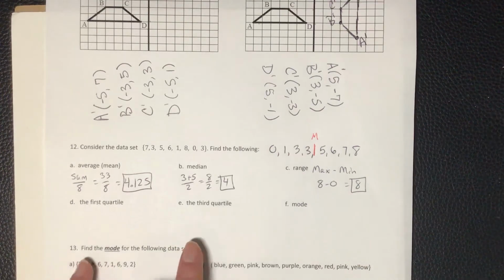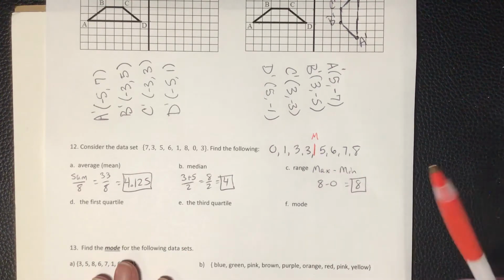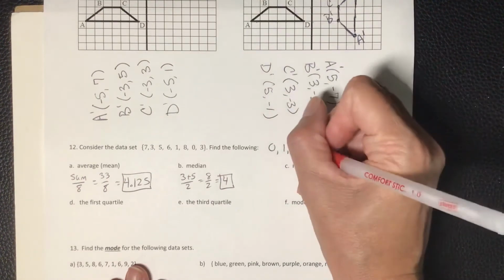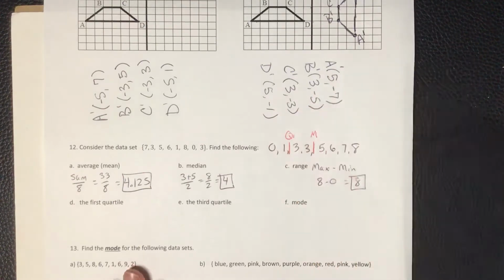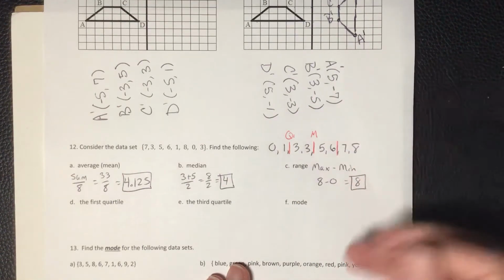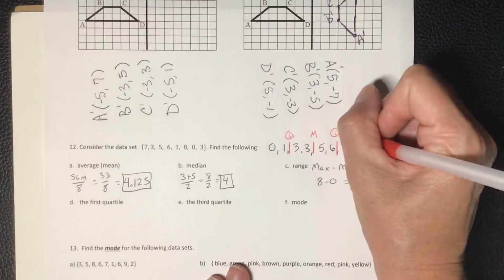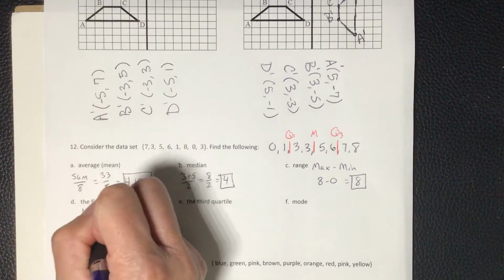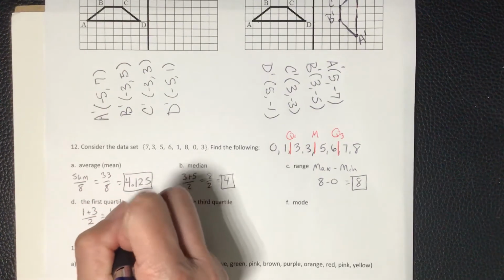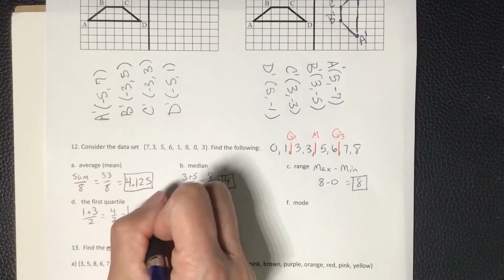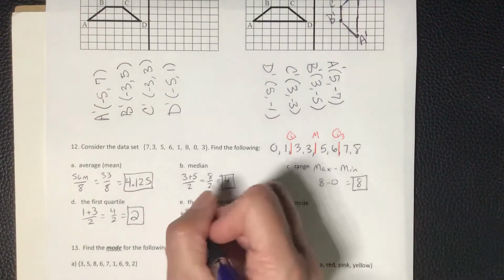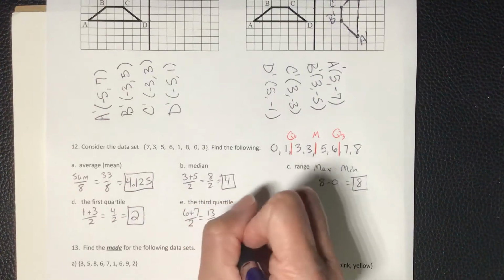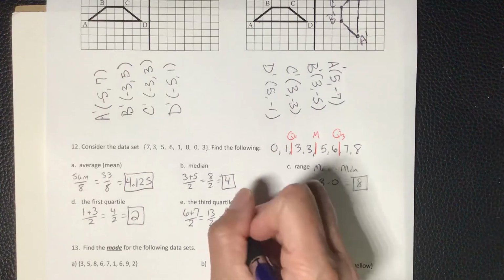All right, next I'm asked for the quartiles. Quartile 1 is the middle of the bottom half. So I take those 4 numbers. The middle would be right here between 1 and 3. And for Q3, it's going to be the middle of the top half, which is between 6 and 7. For the first quartile, I would average 1 and 3 together. I would add them together and divide by 2. That would give me a 2. For the third quartile, I would average 6 and 7 together, and that's going to give me 6.5.